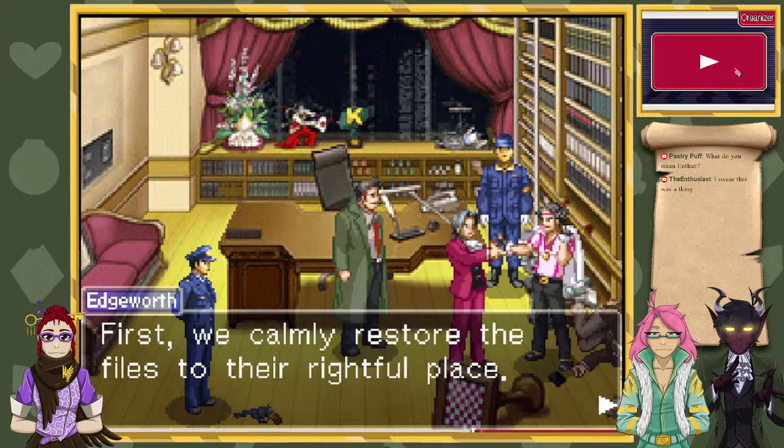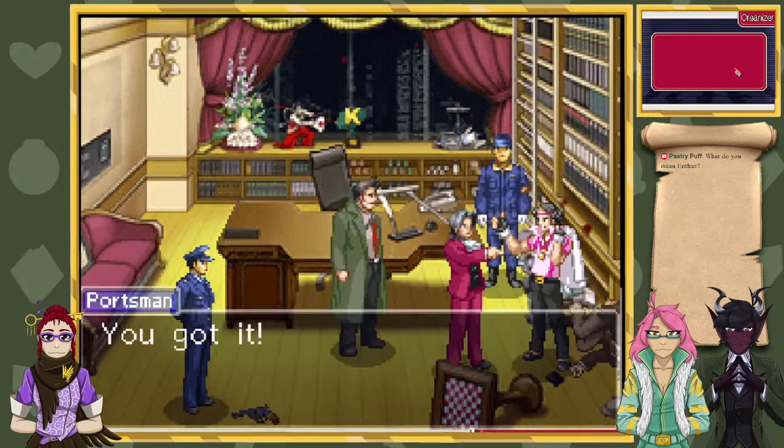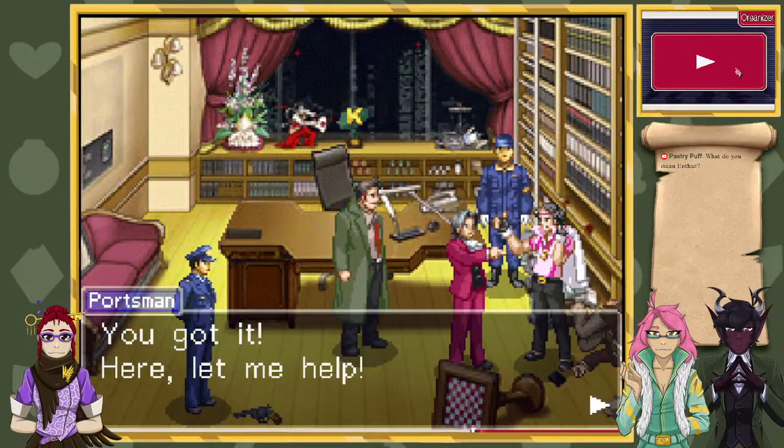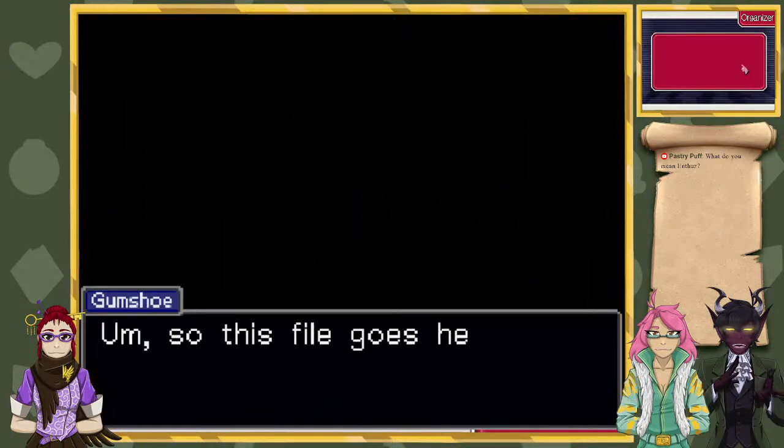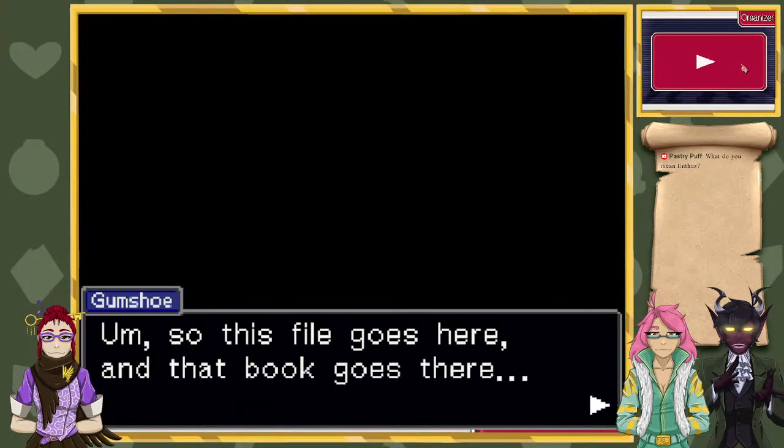First, we calmly restore the files to their rightful place. You got it, bro! Here, let me help. Then, someone buys me a new tea set specifically from England, from this particular shop. Oh, yeah, after that, I was smashing teacups earlier. Yes, and after that, we move the dead body out of my office, we soak the carpets, and then we put it back together, the city reimburses me, and I finally have my office fixed. And then Edgeworth, we can focus on you solving it.